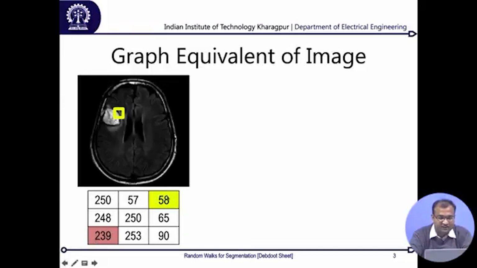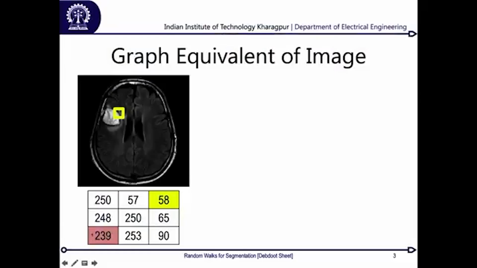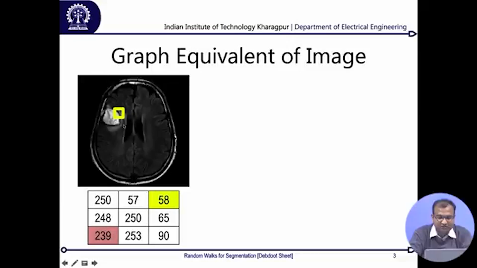So, this 58, which belongs to somewhere in this region, is the healthy region, and so we have colored it with the seed color yellow. That is one pixel which is marked, saying that this is part of the healthy brain tissue, and then the other seed is marked in red, which denotes that this is part of the lesion tissue present on this MR image.